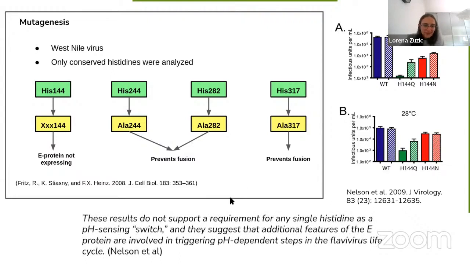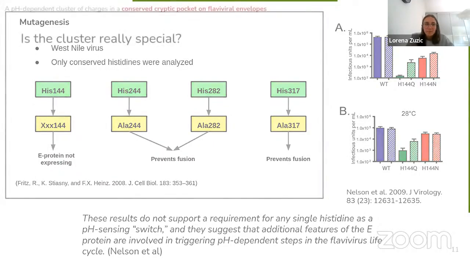So this is kind of stolen from the abstract, but I think it's a very good point. Basically, they're saying that this single histidine being used as a pH-sensing residue doesn't seem to make much sense in the context of the data. And they are suggesting that there are some additional features of the envelope that actually drive the conformational change.